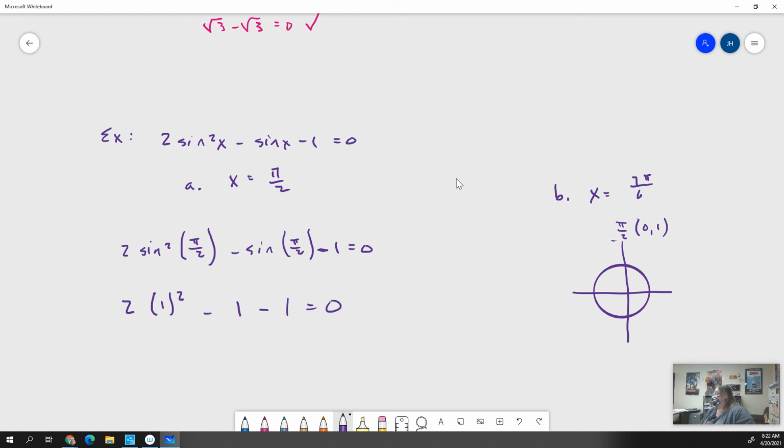If I square 1, it's still 1, so I wind up with 2 minus 1 equals 0, which is the same as saying 0 equals 0, and so we know that's true.